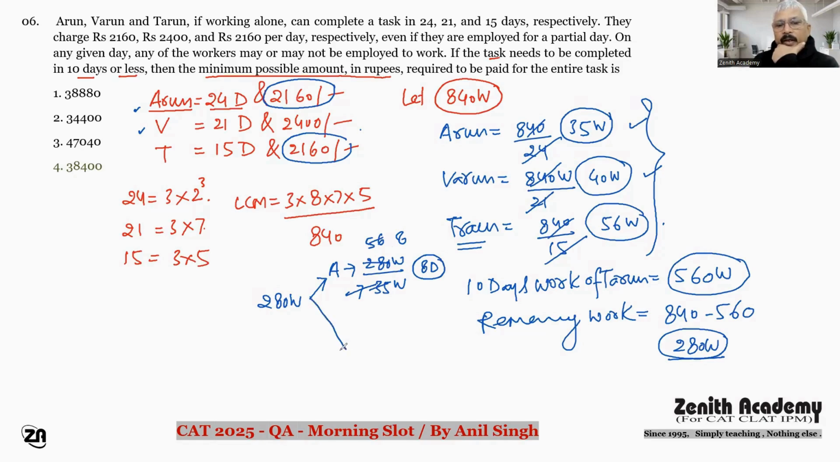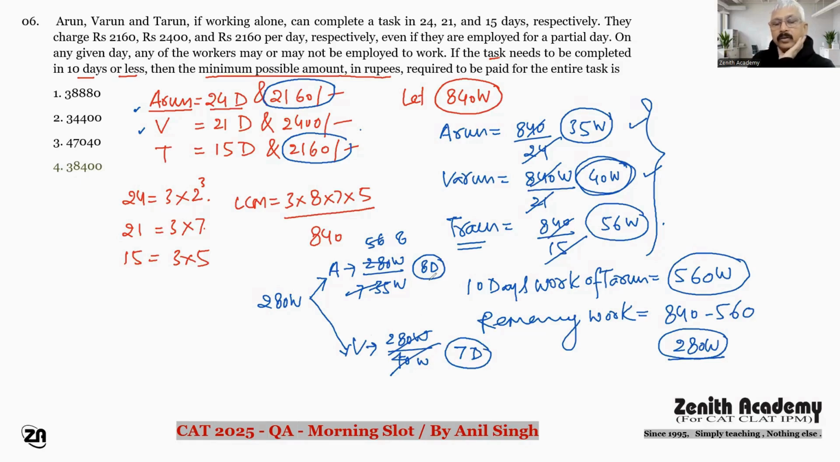And if I take the services of Varun, then Varun will finish the remaining 280 work by 56 work daily. So, no, 40 work, sorry. Varun's daily work is 40. So here it should be 40 work. So if it is 40, then Varun will take 7 days.